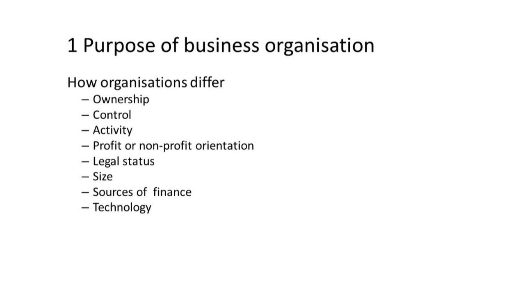G. Sources of finance. Businesses can raise finance by borrowing from banks, through government funding, or by issuing shares. H. Technology. Businesses have varying degrees of technology use. For example, computer firms will have high use of technology but a corner shop will have very low use.